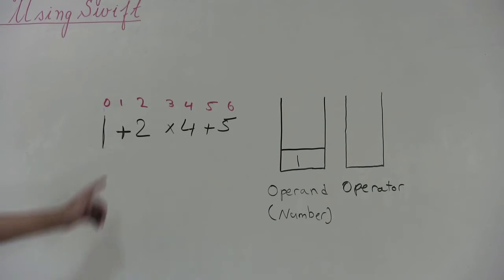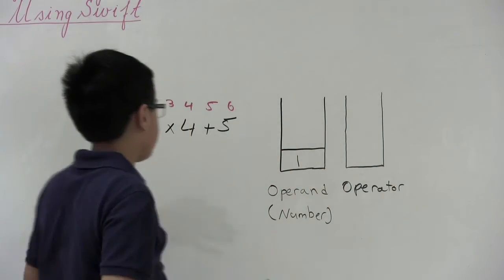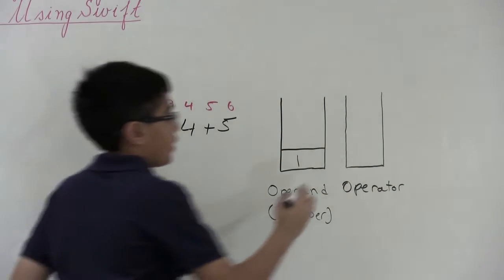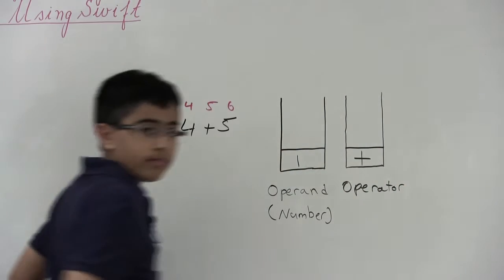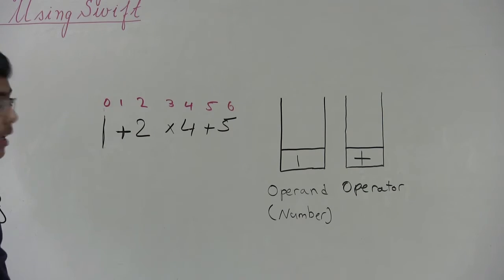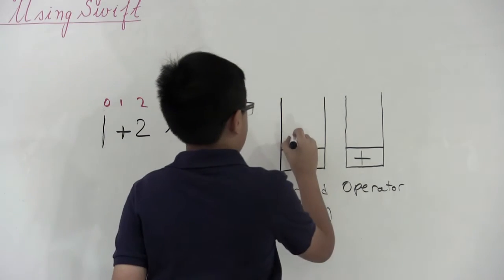Now we're going to see a plus, and since there's nothing in the operator stack, there's nothing for us to do, so we just push the plus onto our stack. So we write a plus inside here. Perfect. Then we have a 2, and this will just go straight into our operand stack.